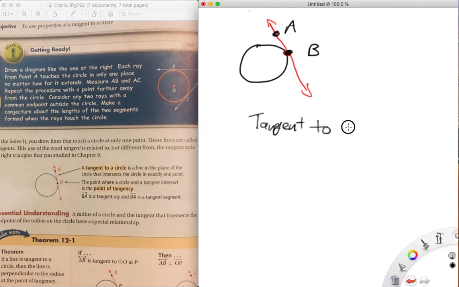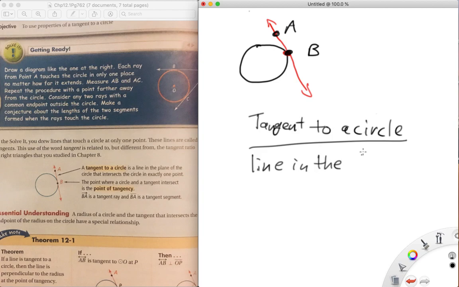In this case, we would say that it's tangent to a circle. Tangent to a circle, meaning that the line touches the circle at 1 point, point B. And the book says it's a line in a plane of the circle that intersects at exactly 1 point.